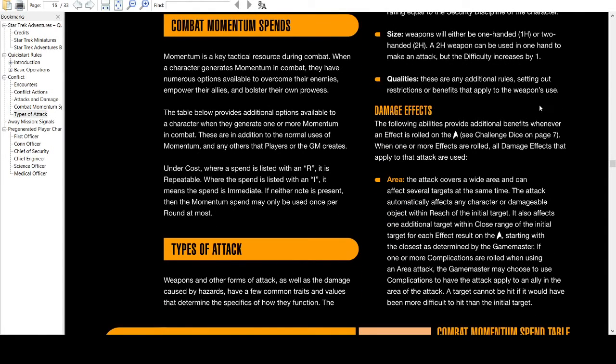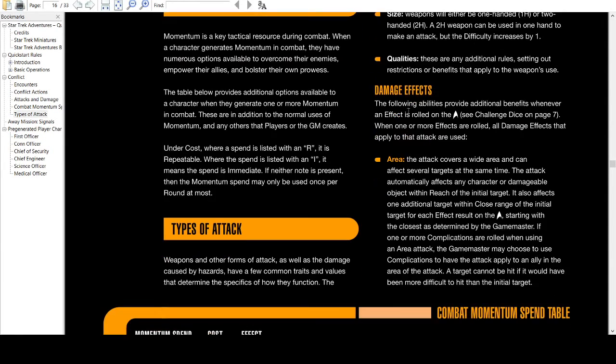Alright, and then we have qualities. These are any additional rules setting up restrictions or benefits that apply to the weapon's use. So I'm guessing the qualities will be answered here under damage effects. The following abilities provide additional benefits whenever an effect is rolled on the challenge dice. See challenge dice on page 7. When one or more effects are rolled, all damage effects that apply to that attack are used. So I'm guessing this line is important because it's not really a matter of choice. It has to be applied.